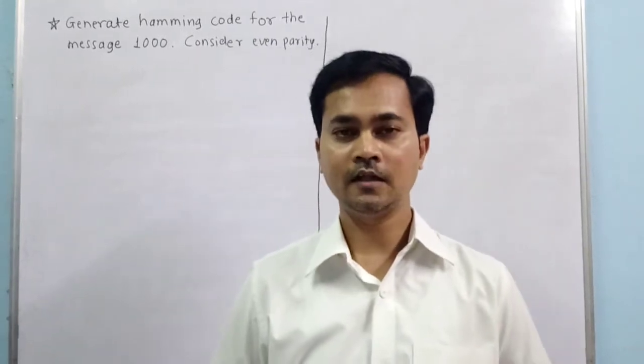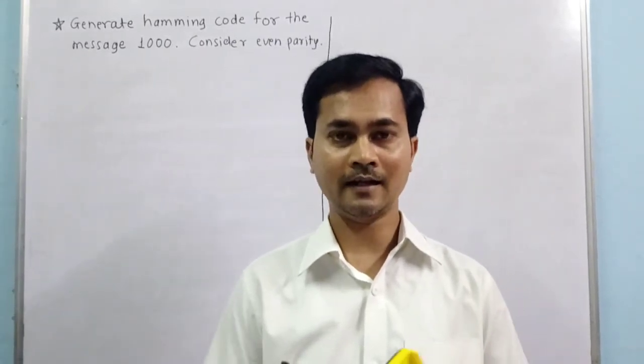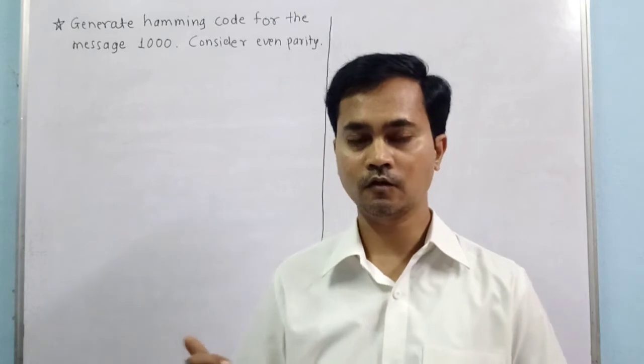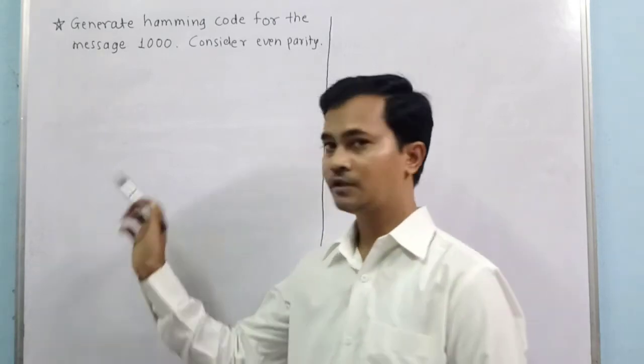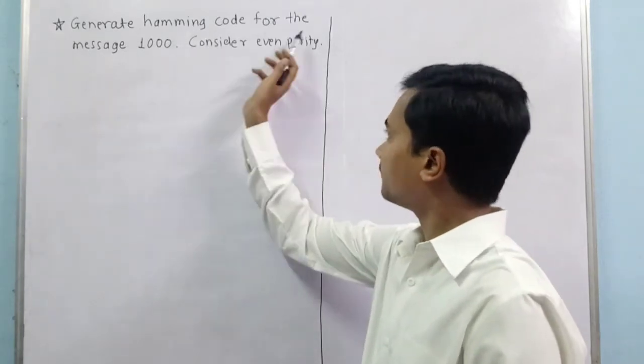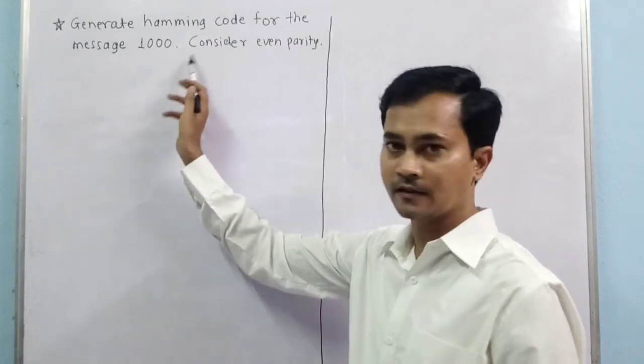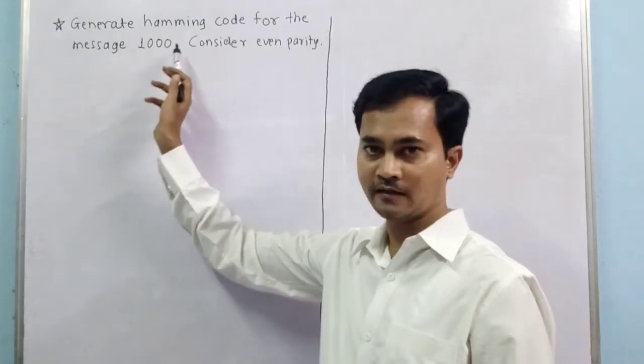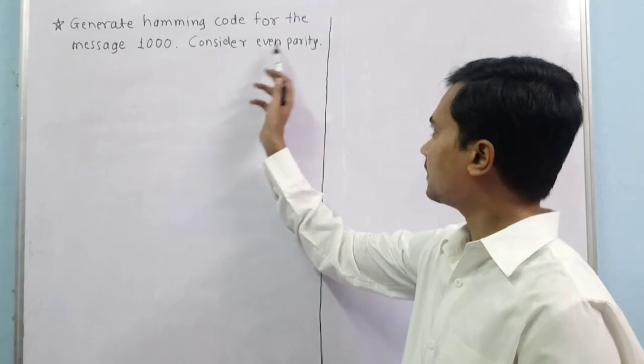Hello everyone. In this video we will see an example on Hamming code. Here we have to generate the Hamming code for the message 1000. This message is in binary and we have to consider even parity.